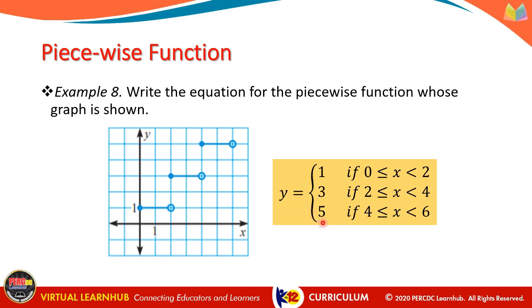Then y equals 5 if x is greater than or equal to 4 but less than 6. That is for this part of the graph. We have 1, 2, 3, 4, 5. Y equals 5. And it stretches from x equals 4 up to x equals 6. The shaded dot tells us that x equals 4 is included, and the hollow dot tells us that x equals 6 is actually not included. Okay?